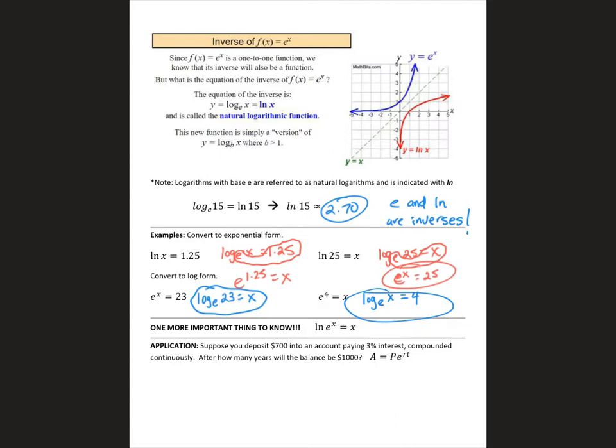One important thing to note is that since ln, or natural log, and e are inverses of each other, if they are multiplied together, like you see here, natural log times e to the x, the ln and e are going to cancel out to simply x. Remember, inverses undo the operations.